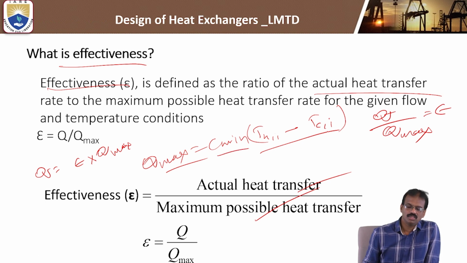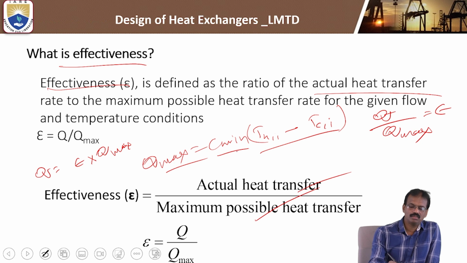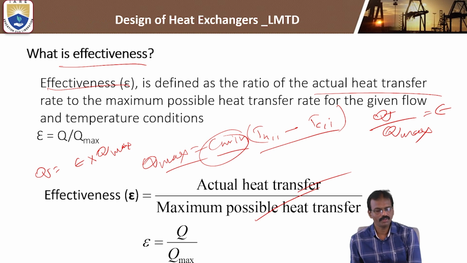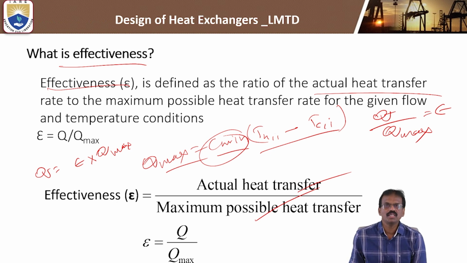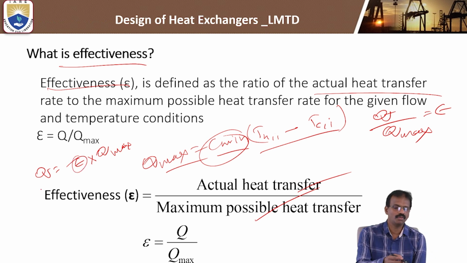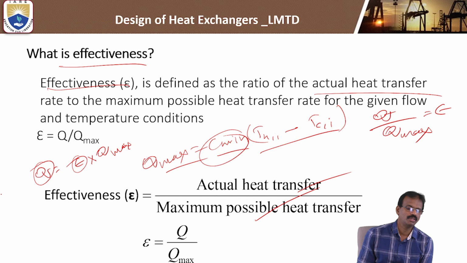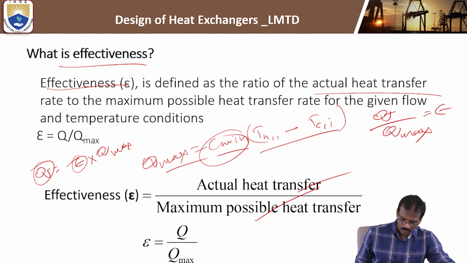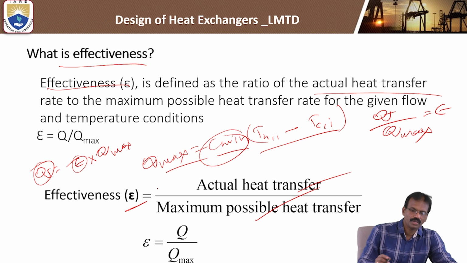So C minimum will be given, and the inlet temperatures T_hi and T_ci will be given. You can find Q max with their help, then find the effectiveness with the help of the NTU method. Then you can find the rate of heat transfer in that heat exchanger. So that is the formula. Now we'll see how to find the effectiveness.